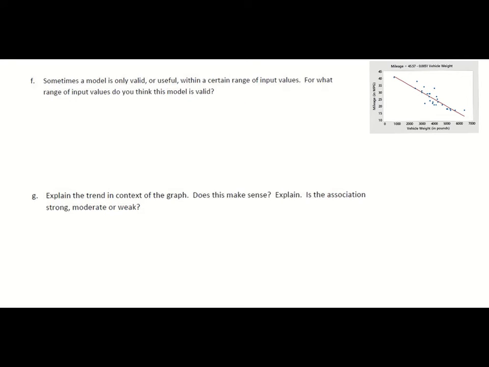Okay. Part F says sometimes a model is only valid or useful within a certain range of input values. For what range of input values do you think this model is valid?